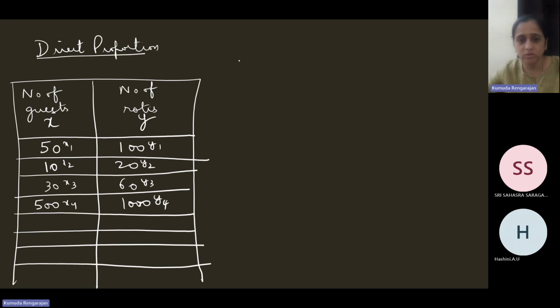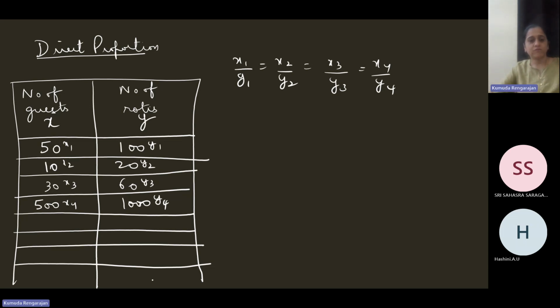Now here what you will observe is X1 by Y1 is equal to X2 by Y2 is equal to X3 by Y3 is equal to X4 by Y4 and so on. 50 by 100, 1 by 2 is equal to 10 by 20, 1 by 2 is equal to 30 by 60, 1 by 2 is equal to 500 by 1000, 1 by 2. So x by y is a constant.